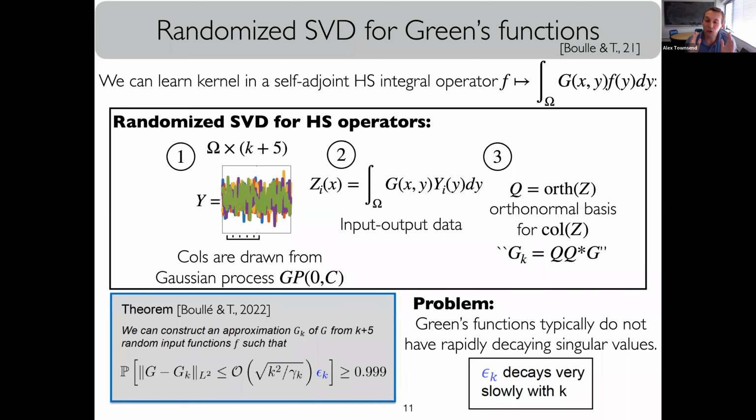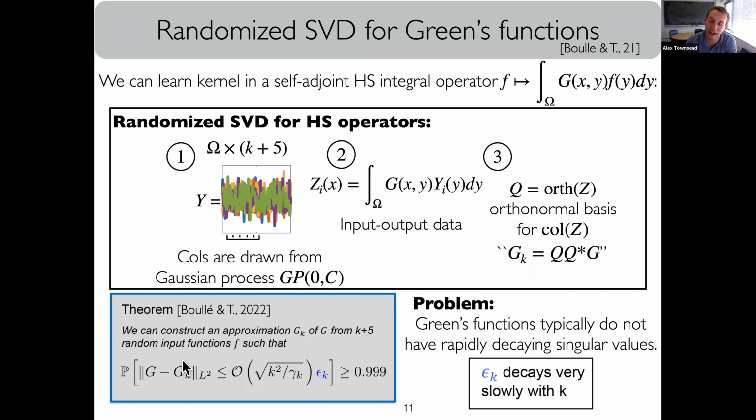Now, this all works super well if your function is low rank or has rapidly decaying singular values, because then this eta_k, which is the best rank k approximation error, is tiny, and this G_k will be close to G. The trouble with Green's functions is they don't have rapidly decaying singular values. This is because if you imagine that Poisson Green's function again, it has a discontinuity in its derivative along the diagonal. And this diagonal pattern is not aligned with the coordinate axes.